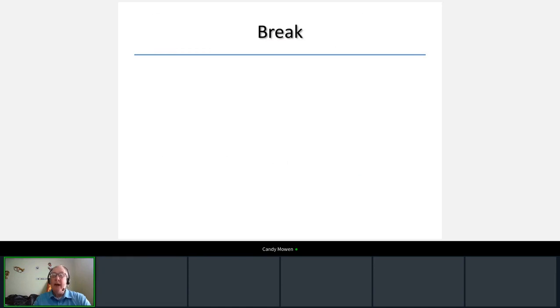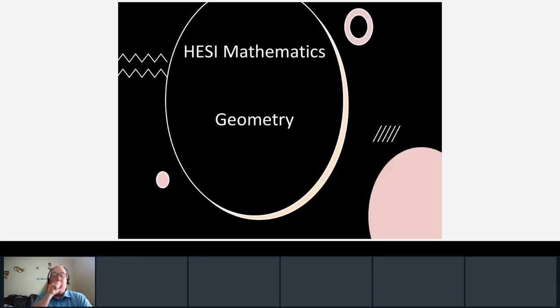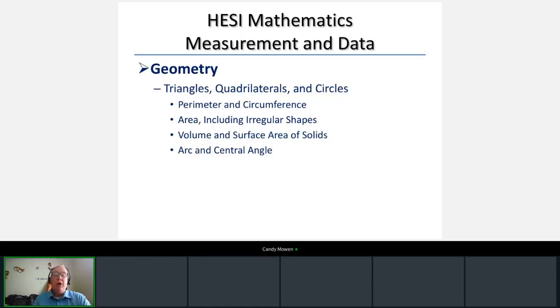We're not going to take a break. We're going to continue here. We don't have that much to go, so we're just going to continue. We're going to talk now about geometry. Some of the geometric figures: triangles, quadrilaterals, and circles. We have perimeter and circumference, area including irregular shapes, volume and surface area of solids, and arc and central angle.